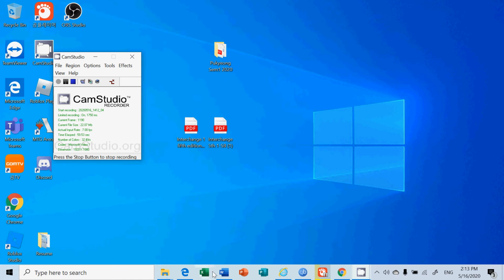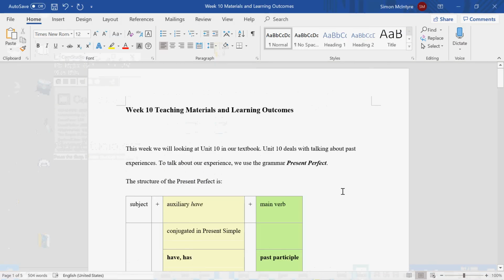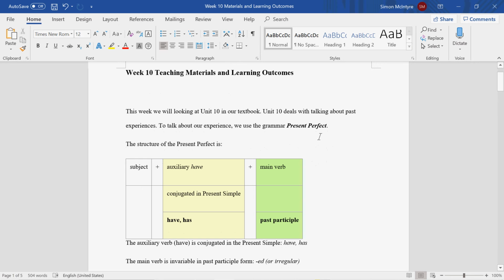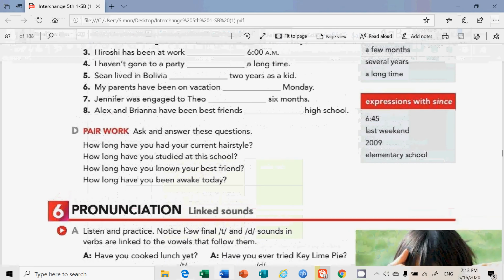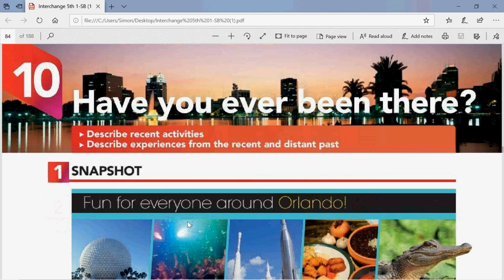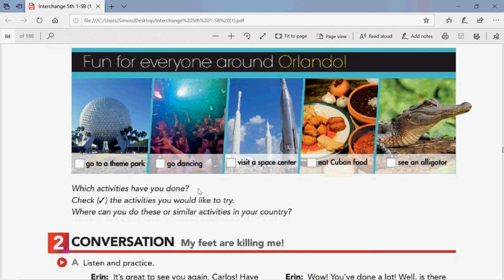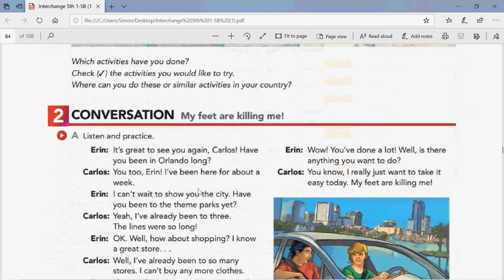The material for this week's class, we're looking at Unit 10, which I'll post on the LMS. Okay, this week in week 10 in the textbook, here's the textbook, we're looking at present perfect tense. Have you ever been there? So present perfect tense talks about experience.